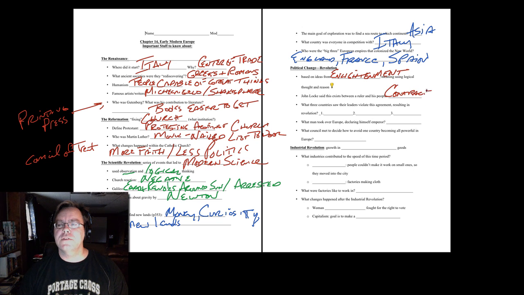And the contract basically says that as long as the ruler is taking care of the people and treating them fairly, he gets to remain in power. The people allow him to remain in power. But if he abuses his power, the people have the right to get rid of him.